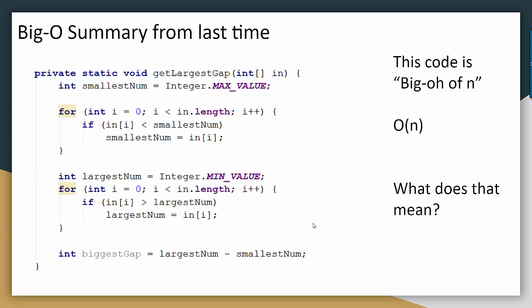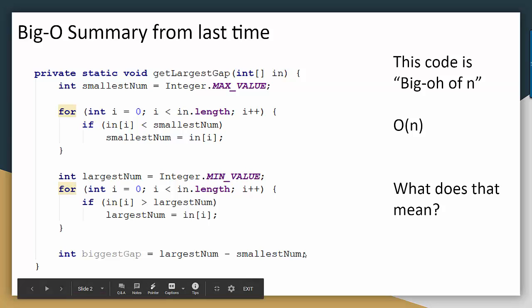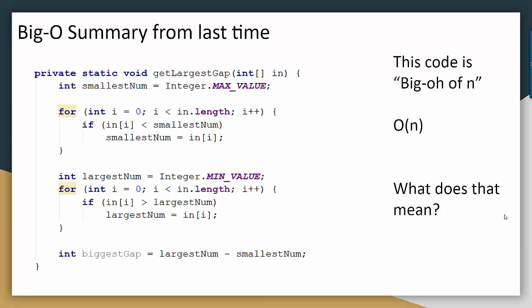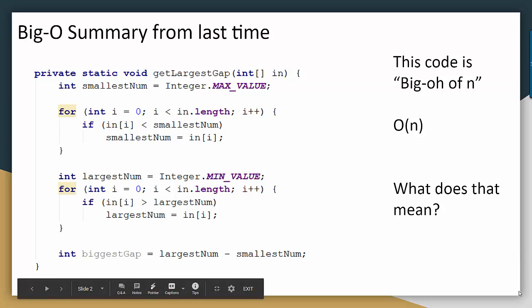Okay, so summary from last time. We had this get largest gap method, which is going to try and find the two elements whose values are furthest apart from each other, and return the size of that gap. Here in this example, the way that we do it is we loop through everything to find the smallest value, and we loop through everything to find the biggest value, and then we return the difference. So we decided that this code was big O of n, which we write this way. But what is that actually telling us about this algorithm?